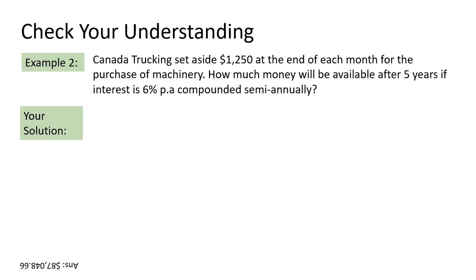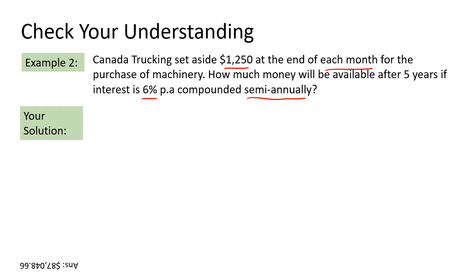Let's look at another example. Canada Trucking set aside $1,250 at the end of each month for the purchase of machinery. How much money will be available after 5 years if interest is 6% per annum compounded semi-annually? So again, they're setting aside $1,250 at the end of each month, and interest is 6%, but it's compounded semi-annually, not monthly, which makes this an ordinary general annuity.